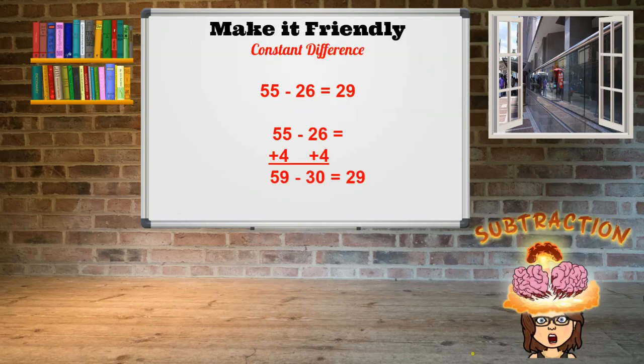Make it friendly is a strategy that is commonly used in third grade and with some second graders. What it means is that we can make the numbers friendly as long as we add the same amount or take the same amount away from both numbers. We are just shifting the numbers on the number line without changing the distance between the numbers. In this example, we added 4 to both numbers to get 59, take away 30. That is a much easier problem to work with.